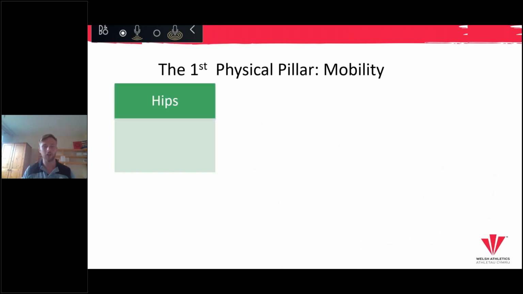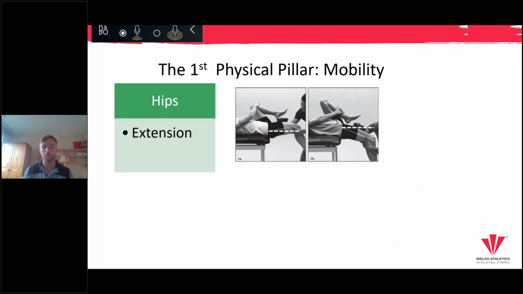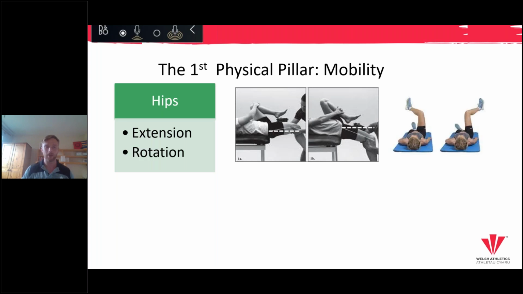There's also the second area, which is the hips. And we're going to need mobility in both extension, which is essentially how far your thigh can drop below that midline in that picture there, and rotation. Now, these are going to be both important. So for example, being able to hit the positions you want to hit, whether it be a throw or a jump or a sprint, and also for producing effective power.